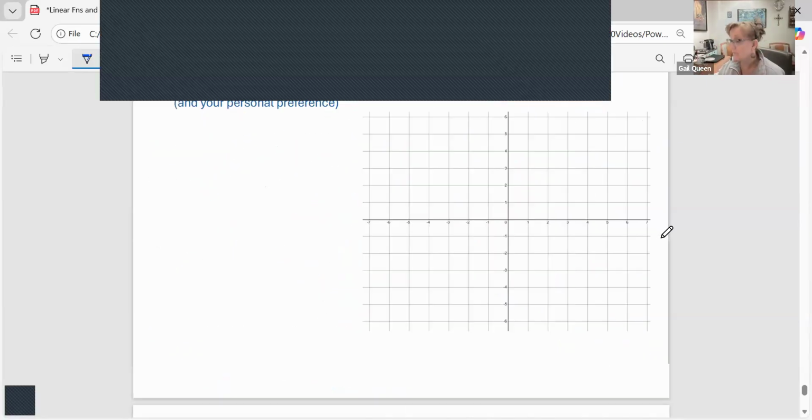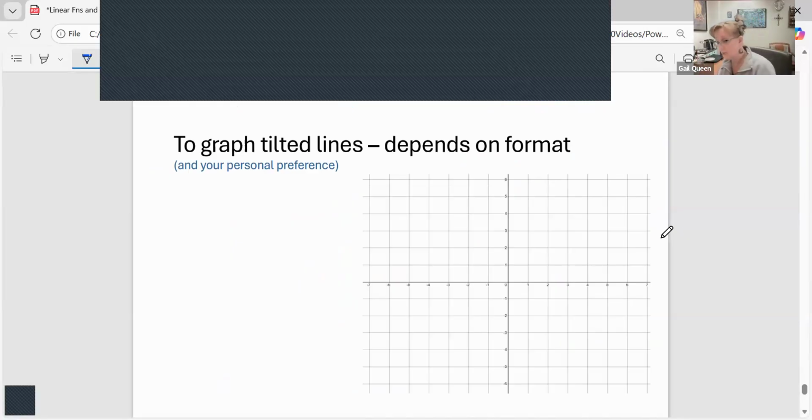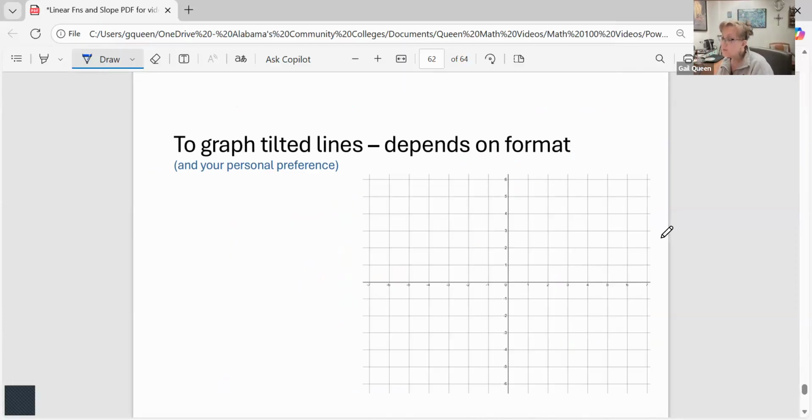Next, what if you don't have a horizontal or vertical line? What if you have a tilted line? Well, it really depends on two things. It depends on the format that they give you, and it also depends on your own personal preferences because there's more than one way to do this. So let me give you an example to start with.